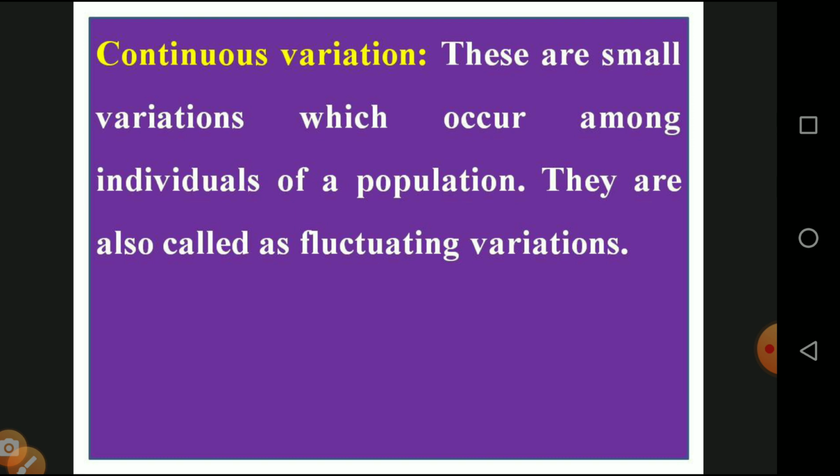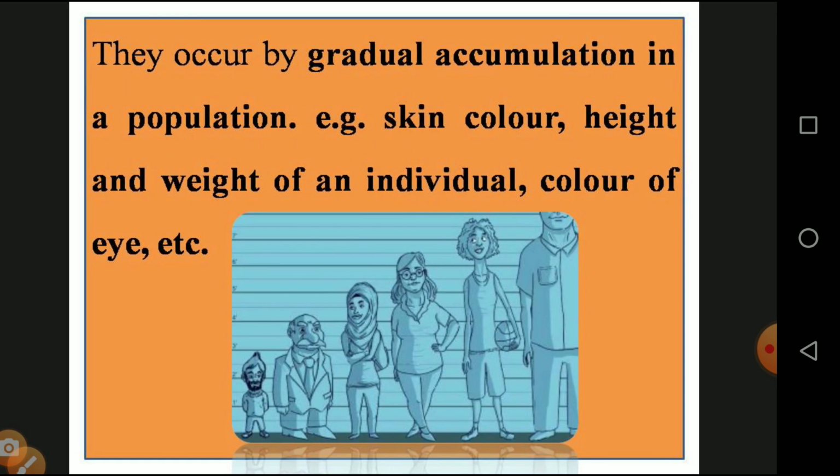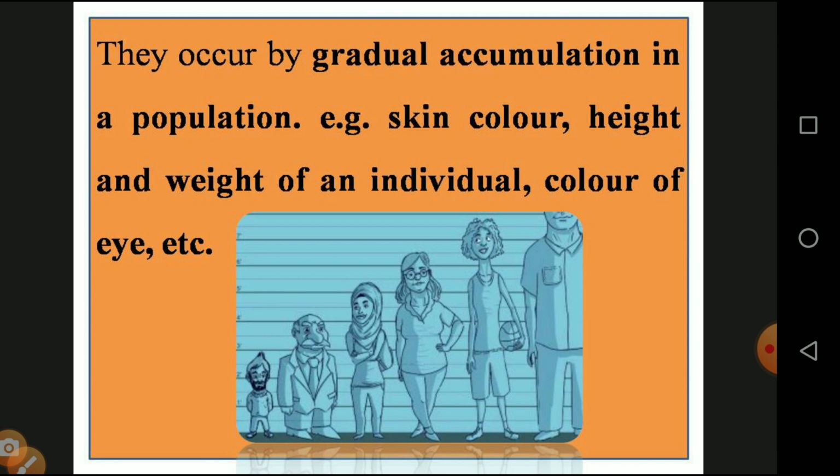It's a small variation. We see height, color, eye color, ear shape, and all other such things as small variations. They are also called fluctuating variation, which takes place over the continuous generations of the population, and they occur by gradual accumulation in the population.